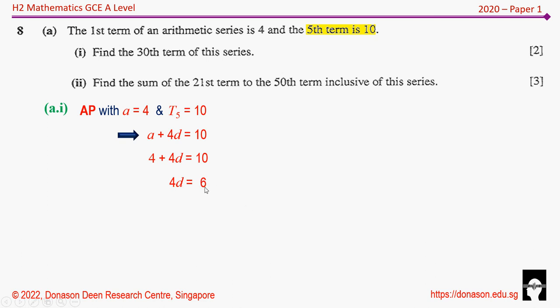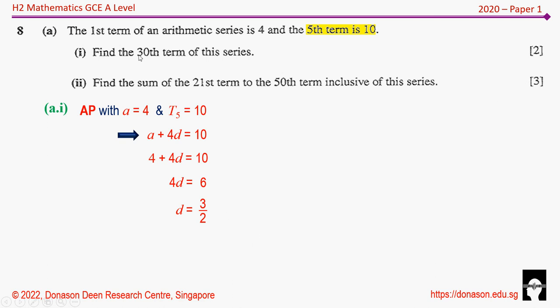Now if 4 times the common difference is equal to 6, how much is the common difference D? Common difference is of course 6 divided by 4, which reduces to 3 over 2 or 1.5, whichever way it is. Okay, so D is equal to 3 over 2. Now we are told to find the 30th term of this series, for 2 marks.